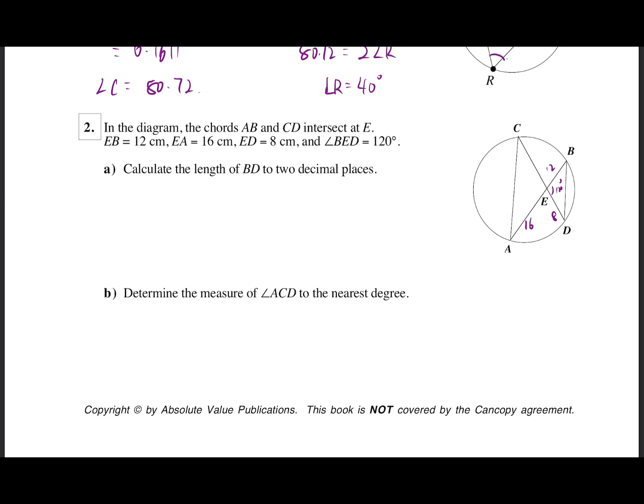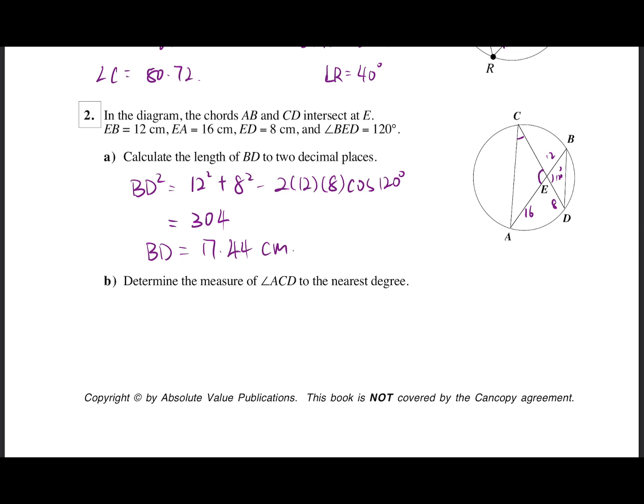And for this one, we know that angle BED is 120, AEB is 12, and ED is 8. First, we need to find BD, so we can just use the cosine law. So BD squared equals 12 squared plus 8 squared minus 2 times 12 times 8 times cosine 120, so it's 304, and BD equals 17.44 centimeters.